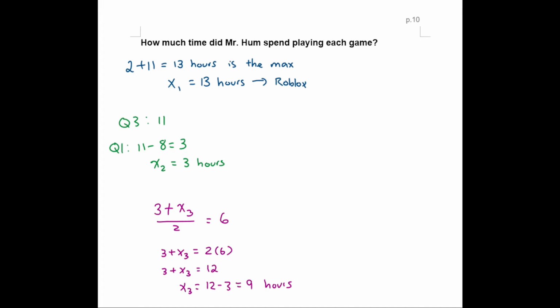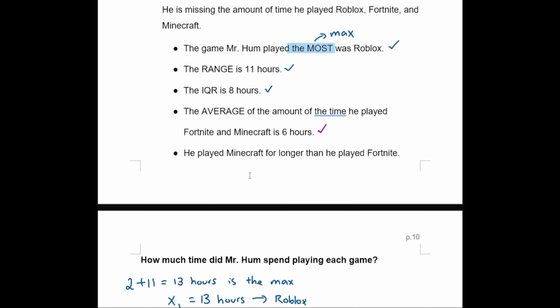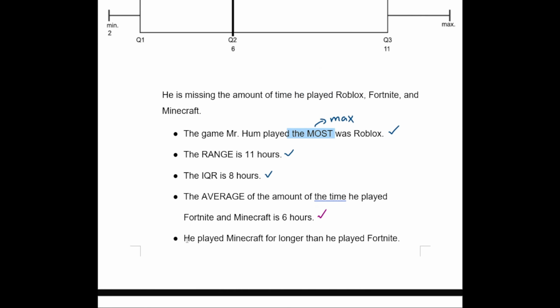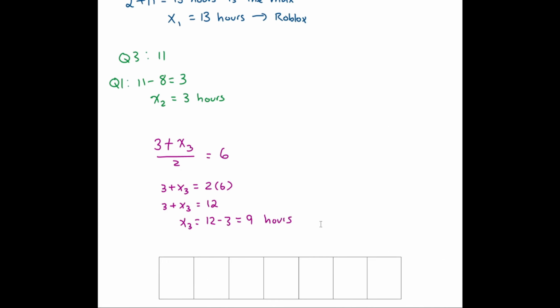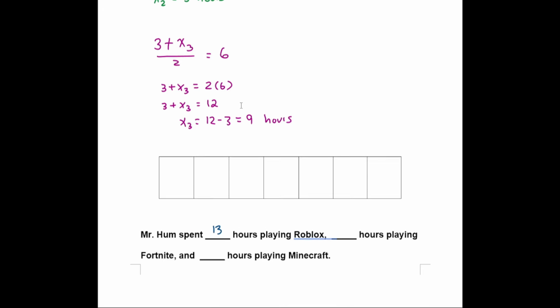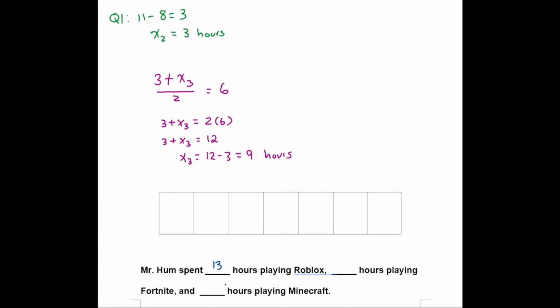Okay, so we know the last two missing numbers are 3 and 9. Which one goes with which game? We know he played Minecraft for longer than he played Fortnite. So the bigger number, which is 9, goes with Minecraft. The 3 goes with Fortnite. So we can go down here and put 9 hours for Minecraft, 3 hours for Fortnite. And that's going to be all for this test.